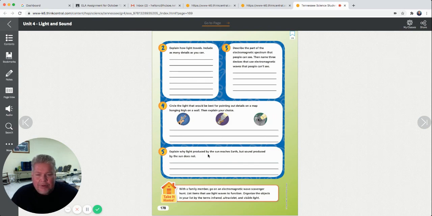Explain why light produced by the sun reaches Earth, but sound produced by the sun does not. Wow, what a question. Well, it has to do with the atmosphere, doesn't it? Do you remember what we learned? Sound has to have particles to travel through, and space has no atmosphere, no air. Light does not have to have particles to travel through. Light can travel through a vacuum where there's no air. So that's the difference, isn't it?